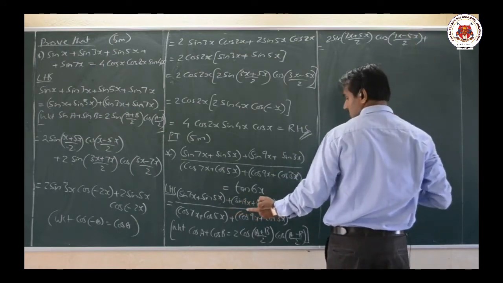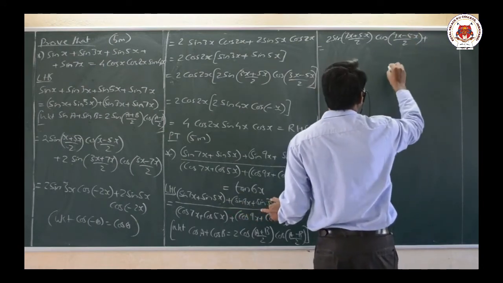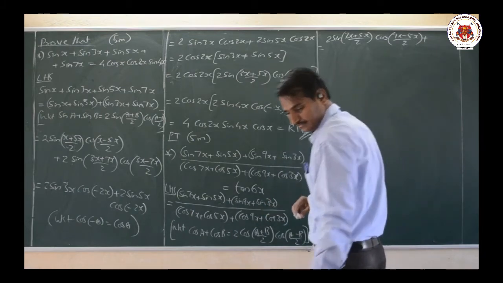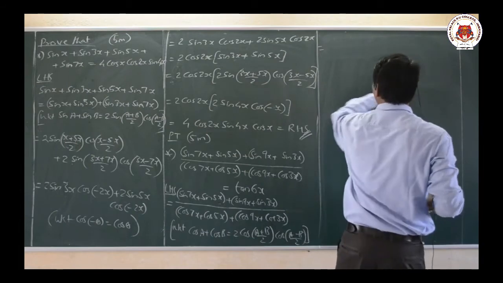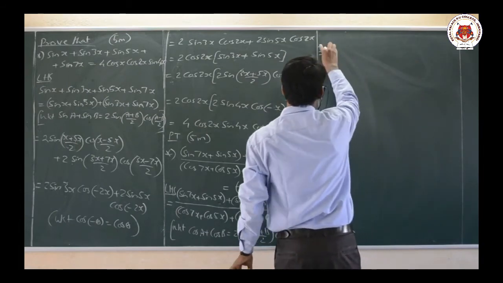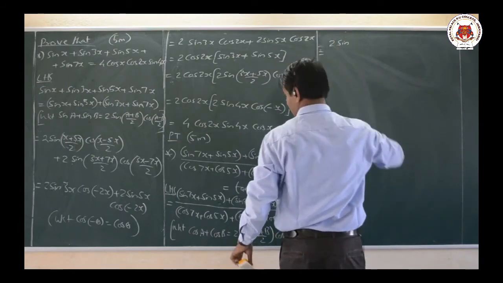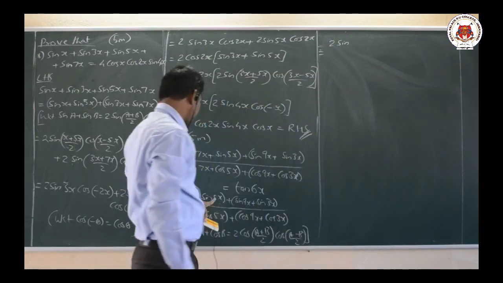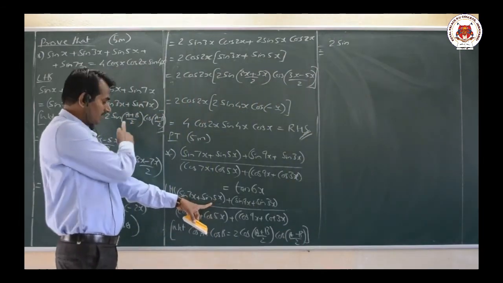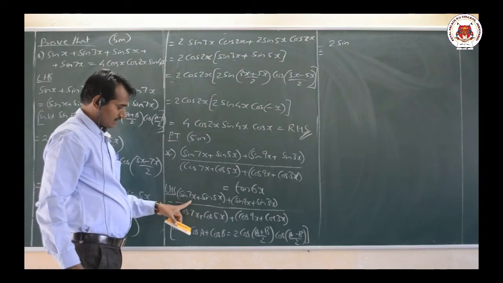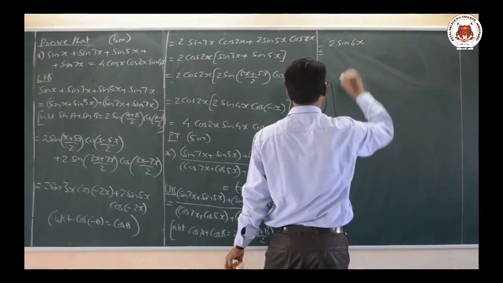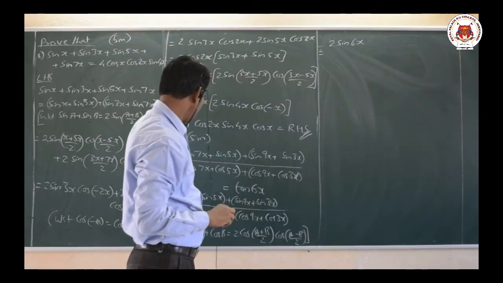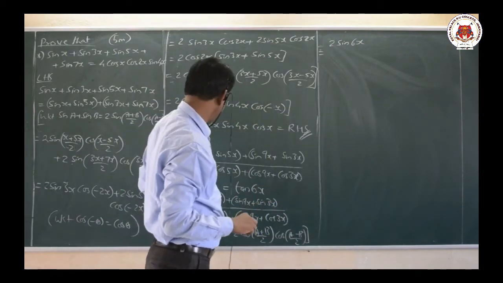Next part, plus the whole thing. Dear students, I will write it once again. What we get, instead of that I can write directly, is 2 sin of (7x plus 5x) by 2, that is (A plus B) by 2. 7x plus 5x is 12x, 12x by 2 means it is 6x. Next, cos of (A minus B) by 2, A minus B means 2x by 2, that is cos x.